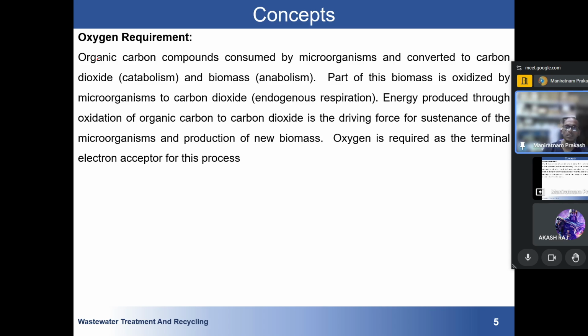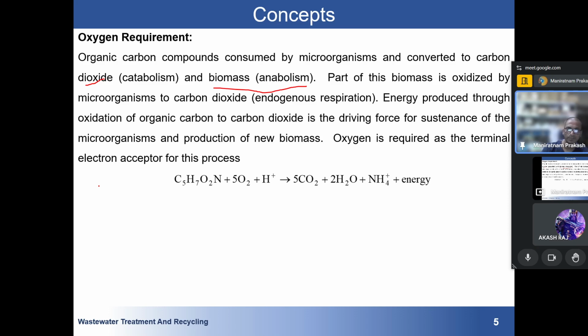Okay now, so organic carbon compounds are consumed by microorganisms and converted to carbon dioxide and biomass. Converted to carbon dioxide, CO2, that is known as catabolism, and some new cells are also formed, so that is known as anabolism. Part of this biomass is oxidized by microorganisms to carbon dioxide. Energy produced through oxidation of organic matter to carbon dioxide is the driving force for subsequent production of new biomass by the microorganisms. Oxygen is essential as terminal electron acceptor. So this is why oxygen is required.